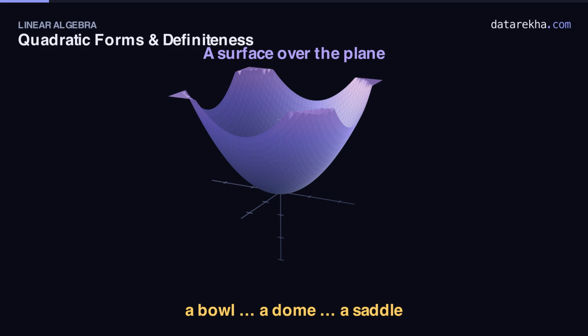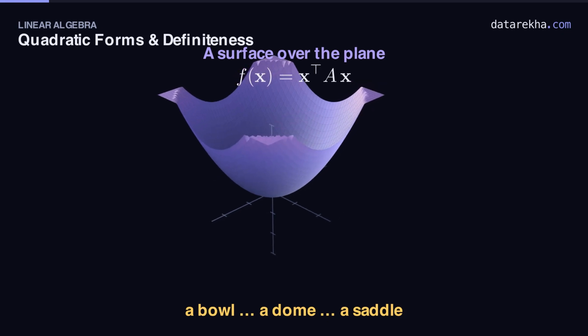It might be an upside-down dome, or a saddle, rising one way, falling the other, like the seat of a horse. Every one of these surfaces is written by a single compact expression, x transpose, A, x. Learn to read it, and you can glance at a matrix and name its shape. That reading is called definiteness.